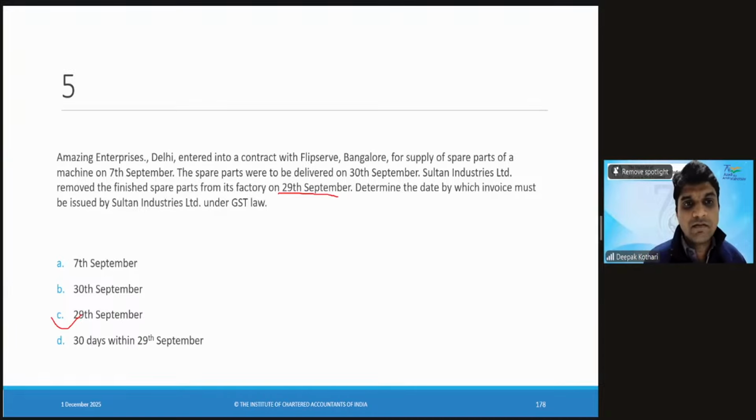Whichever is earlier, yes. Generally, your removal will be earlier, right? Before you deliver it. How will you deliver without removing? So generally it will be earlier, and in almost all cases, it will be the date of removal itself.